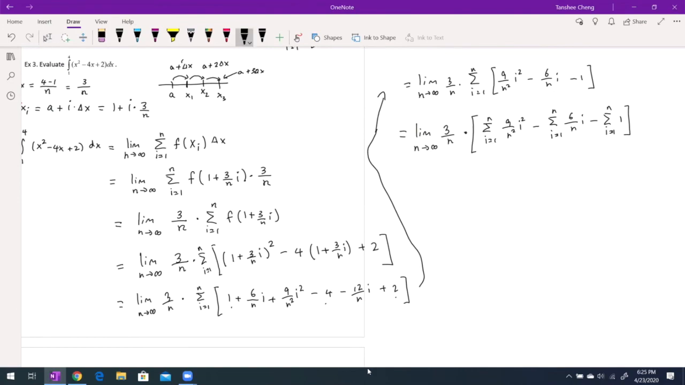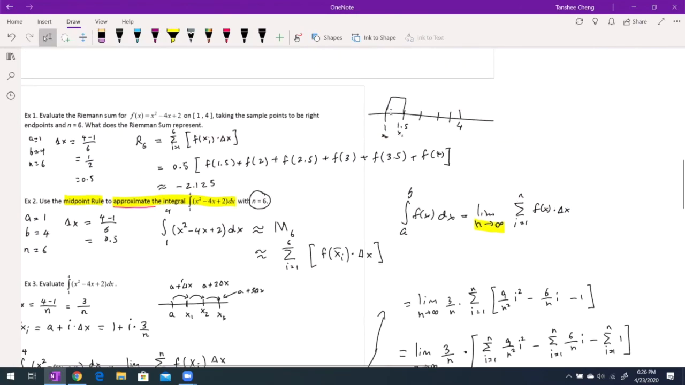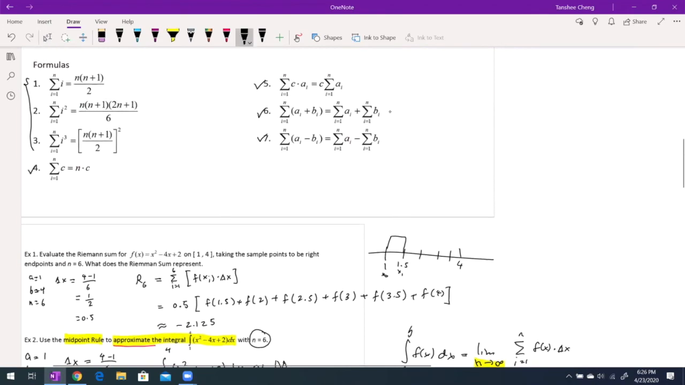Then using the next property, notice that in this summation, i is the function variable right here. So i is the one that is changing. So this 9 over n squared is a constant. Therefore, we're going to be using one of the properties that we learned from the past, this one, to rewrite it.